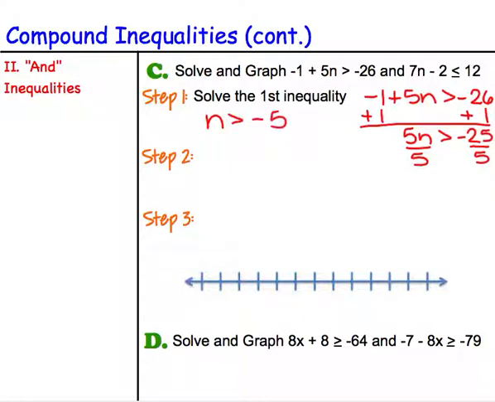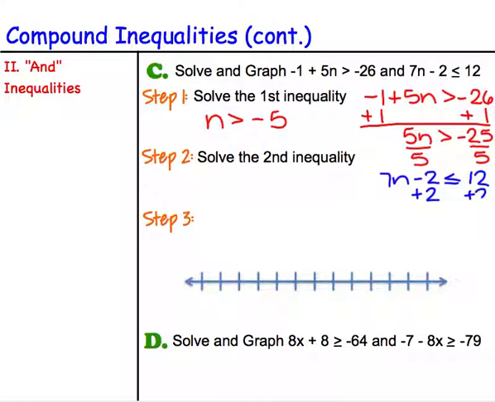Step 2 then is going to be to solve that second inequality. So we have 7n minus 2 is less than or equal to 12. We'll go ahead and add 2 to both sides, giving me 7n is less than or equal to 14. And then divide both sides by 7 to give me n is less than or equal to 2.